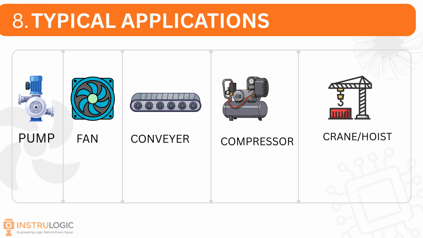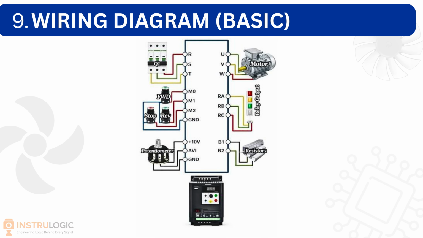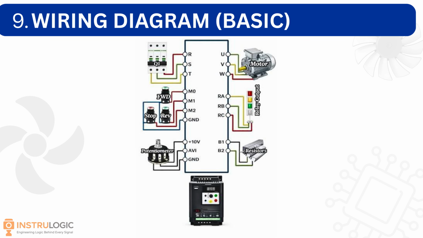Now let's look at a basic VFD wiring diagram. The three-phase power supply is connected to the VFD input terminals, while the motor is connected to the output terminals U, V, and W. Digital inputs are used for commands such as forward, reverse, and stop. A potentiometer connected to the analog input provides the speed reference signal. The relay outputs can be used to indicate drive conditions such as run, ready, or fault status, allowing the VFD to communicate with external control systems. This basic wiring arrangement forms the foundation of most VFD installations.